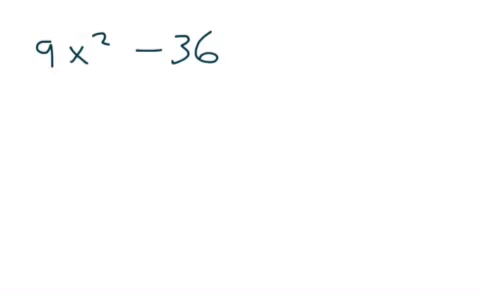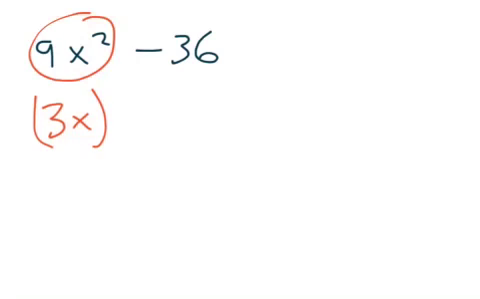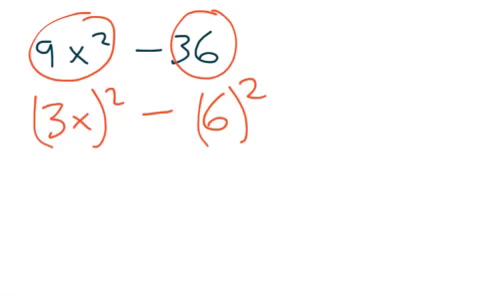Okay, so hopefully you realized that 9x squared is really 3x times another 3x. It's 3x squared, right? And 36 is really 6 times 6, or 6 squared. Since we have a square minus a square, we call this the difference of two squares. Hence the name difference of two squares. So what's the grand answer?